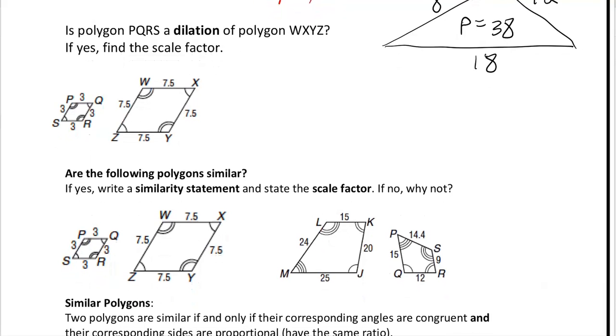Is this polygon a dilation of this other polygon? To be a dilation, the corresponding angles have to be congruent, and these corresponding angles are congruent. These corresponding angles are congruent. These corresponding angles are congruent. And these corresponding angles are congruent.